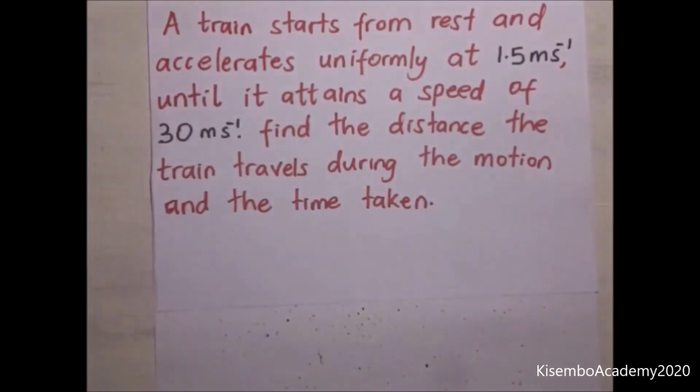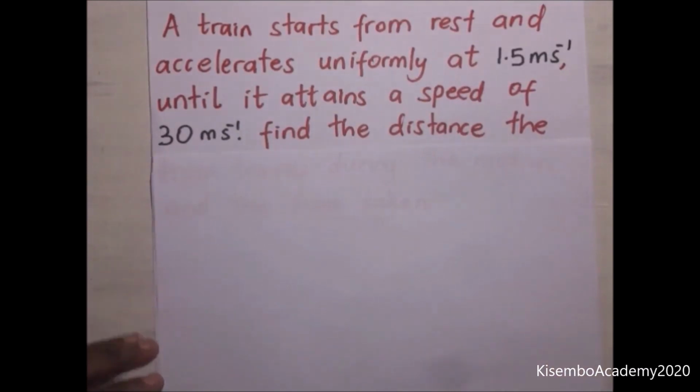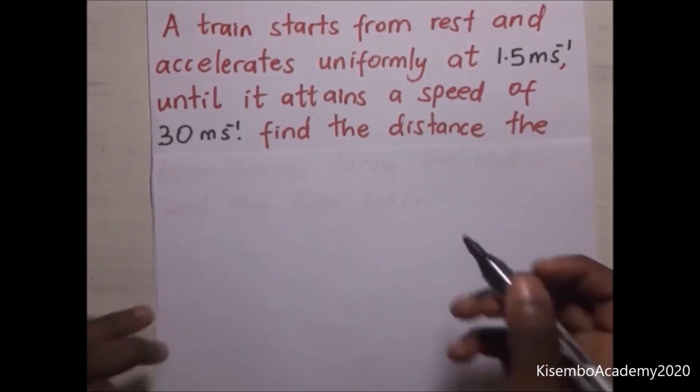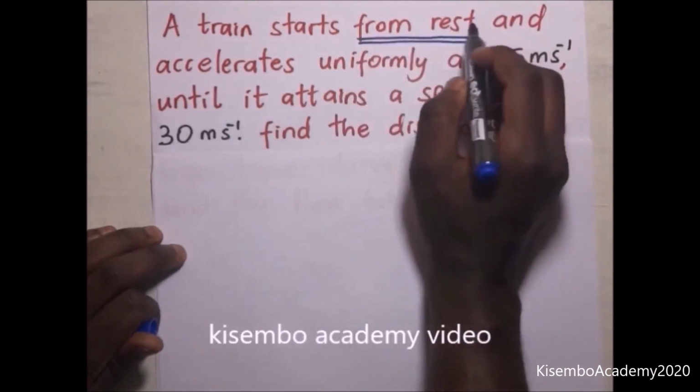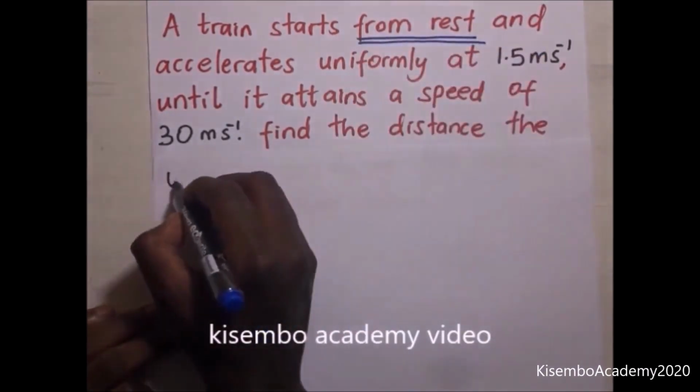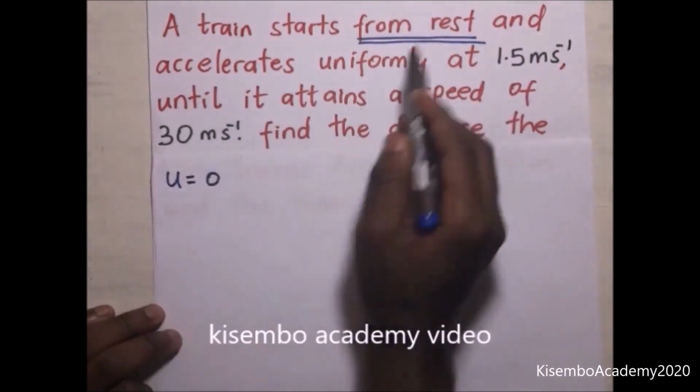So a train starts from rest and accelerates uniformly at 1.5 meters per second squared until it attains a speed of 30 meters per second. Find the distance the train travels during the motion and then the time taken. Now the question says that a train starts from rest. When they say that a train is starting from rest, it means that its initial velocity u is equal to 0.